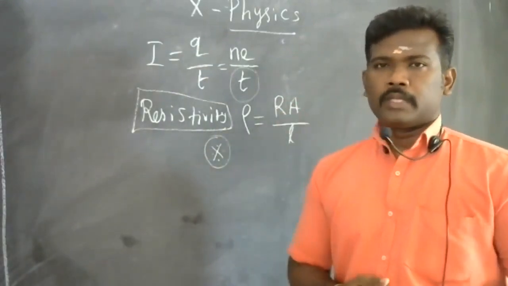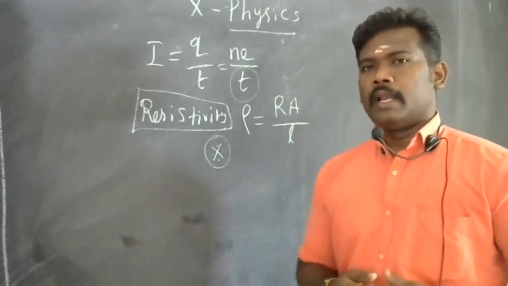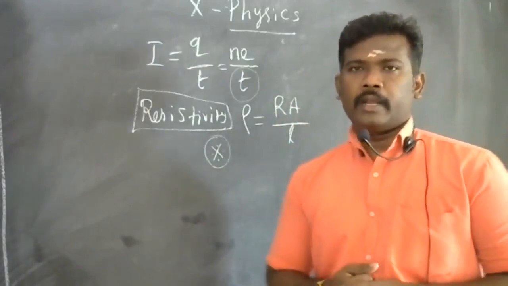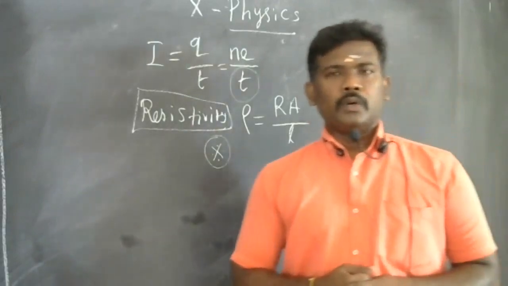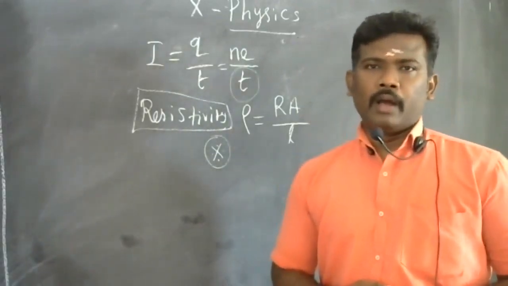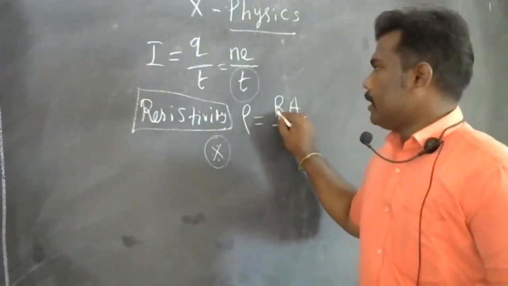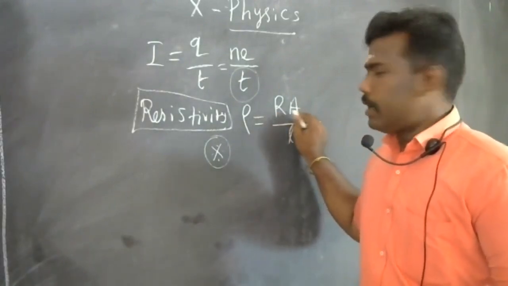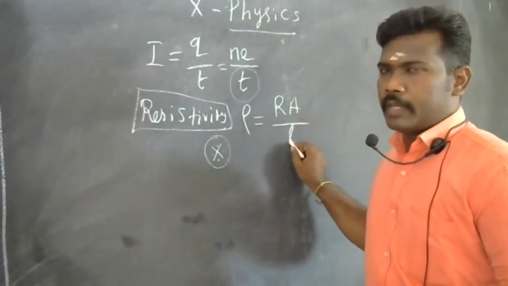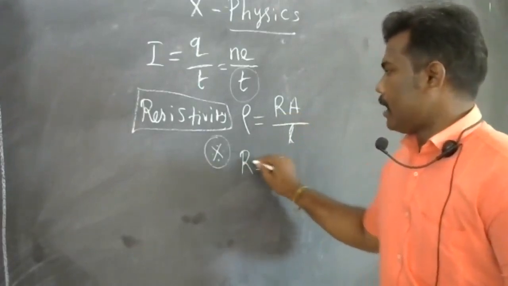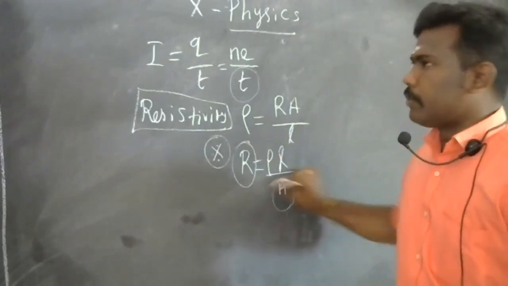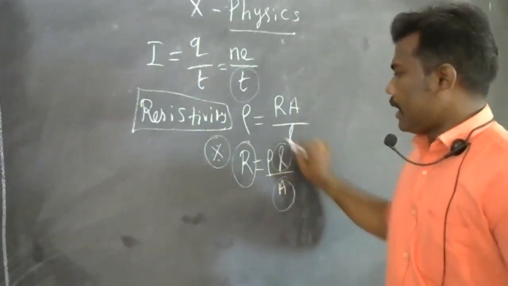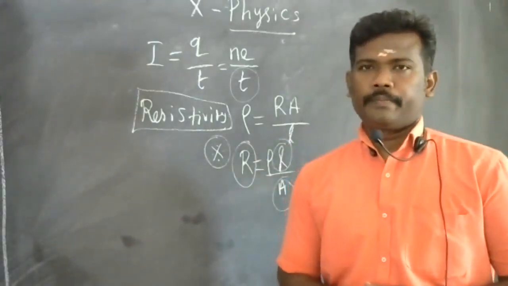And also some questions are related to the relation between the resistance and the area of cross section, resistance and length of the material. So we can rearrange the formula. R is inversely proportional to A and R is directly proportional to L. We can write the formula like this: R is equal to rho L by A. So R is inversely proportional to A, and R is directly proportional to L.